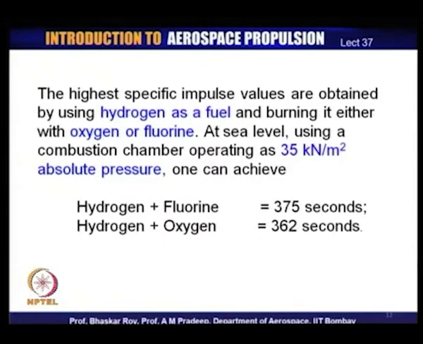fluorine. Now, if you use hydrogen as fuel and fluorine, you would get a specific impulse of the order of 375. On the other hand, if you use hydrogen and oxygen, both of them liquid of course, you would get 362. So, you can see with fluorine you can actually get a higher specific impulse, and these numbers are arrived at using a combustion chamber pressure of 35 kilonewtons.